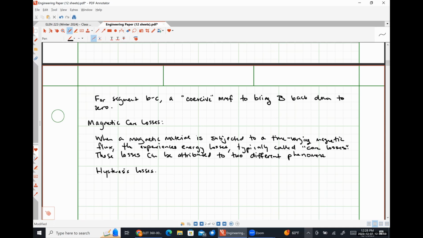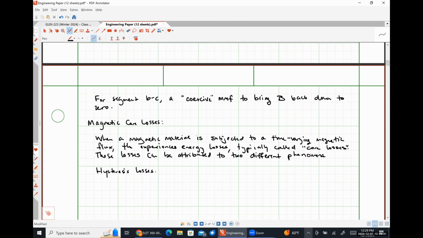Hysteresis. That's what that fancy curve earlier was called. That's correct. Magnetic core losses. Okay. So hysteresis losses is one of the two major phenomena that we associate with magnetic core losses.